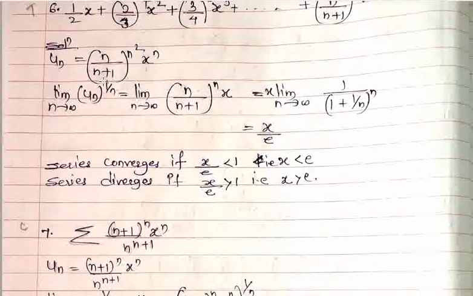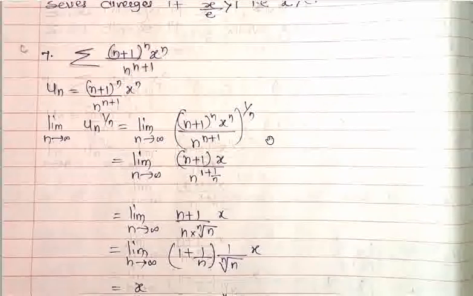Now 2n squared divided by n is simply n. You can take out a factor of n and rewrite it as this, and this can be rewritten as e. So multiply by x by 1, which is x. The series converges if x by e is less than 1, that is, x is less than e. The series diverges if x divided by e is greater than 1, for example, x is greater than e.